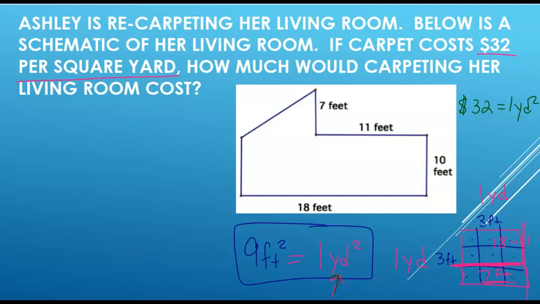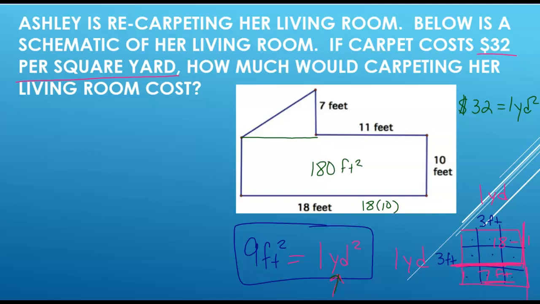Our living room is an irregular shape, and I could split this in half and try to do the area of a trapezoid plus the area of a rectangle. But it will be easier to cut it into this rectangle and the triangle on top. So for my rectangle, it's 18 times 10, length times width, that's 180 square feet.